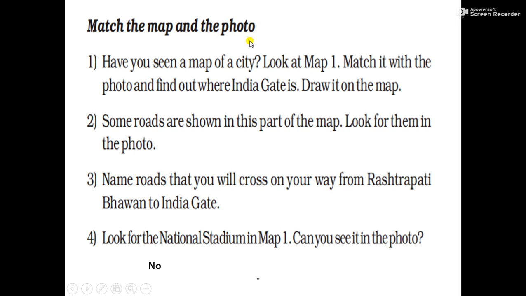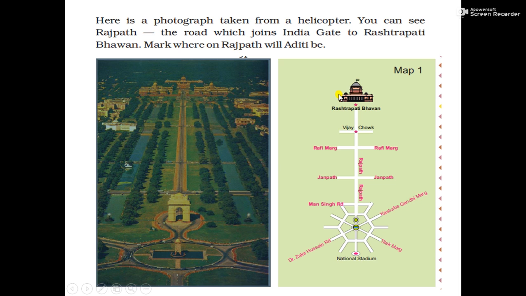Match the map and the photo. Have you seen a map of a city? Look at map 1, match it with the photo and find out where India Gate is. Draw it on the map. So here is map 1, we have to draw India Gate. India Gate will be over here. So here we have to draw India Gate.